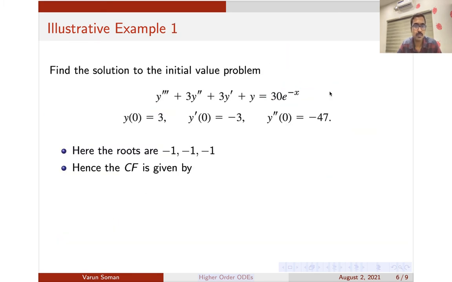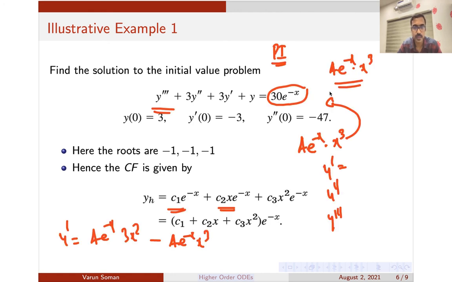Okay, so this was the problem. That contains two steps. You need to find the value of CF plus PI. In order to find the CF, first you have to write the homogeneous equation. Once you write the homogeneous equation, find the roots of the auxiliary equation and write down the CF. That's the first step. So we are done here.